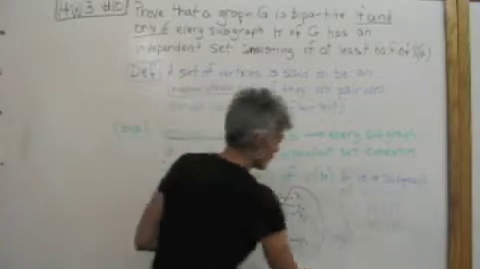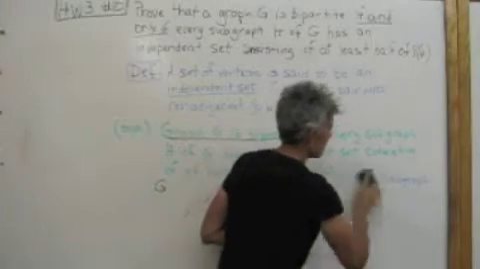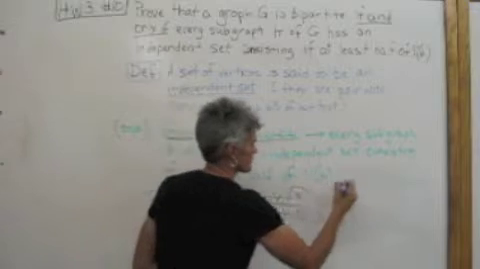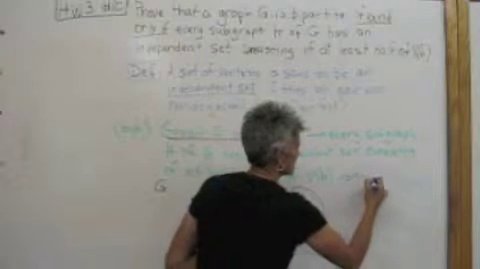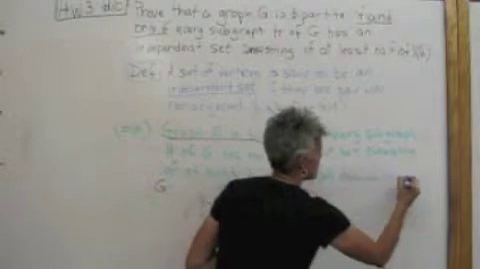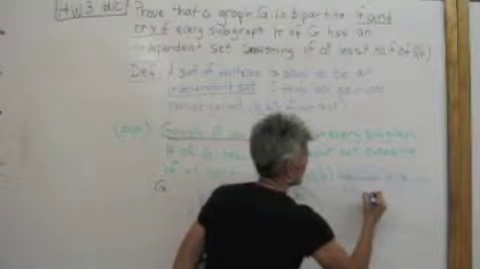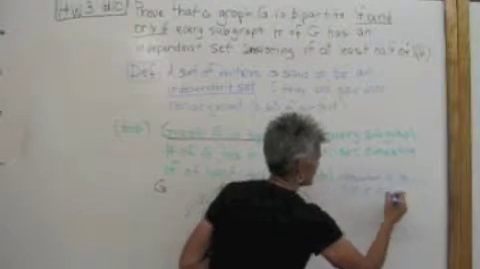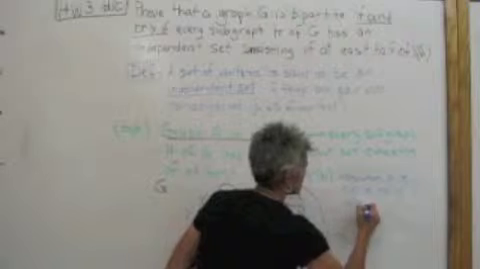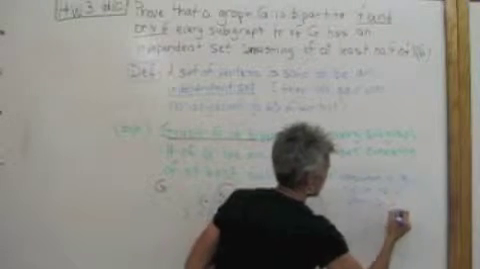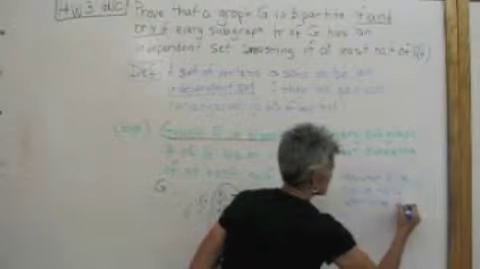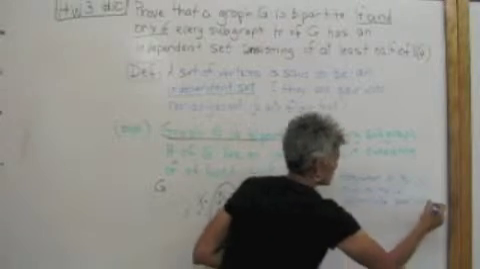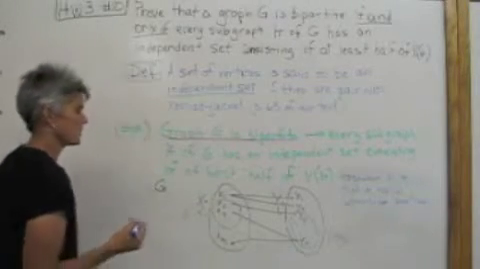Okay, so let's start off. First of all, let's make an assumption. Let's assume H is not a valid bipartite partition. We're going to assume it's not a valid bipartite partition.